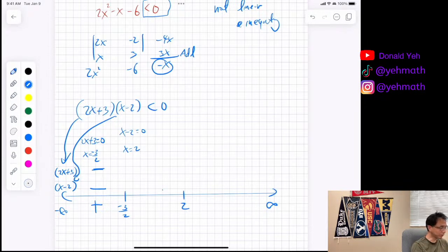Is that okay? What's a good number between negative 3/2 and 2? 1 is good, but there's a better number: 0. If I plug in 0 for 2x plus 3, what sign am I going to get? You plug in 0 for x right here, so 2 times 0 is 0, and 0 plus 3 is positive.